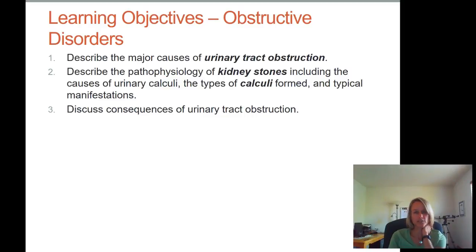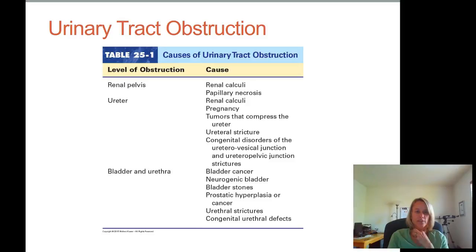Okay, now we're going to look at obstructive disorders. Urinary tract obstructions can be caused by different things depending on where in the urinary tract. We have some of the common causes. For instance, in the renal pelvis, kidney stones or renal calculi are a common cause. Pregnancy, tumors that compress the ureter, congenital disorders, bladder cancer, bladder stones, prostatic hyperplasia or cancer in men. Those are just a few things that can cause obstruction.